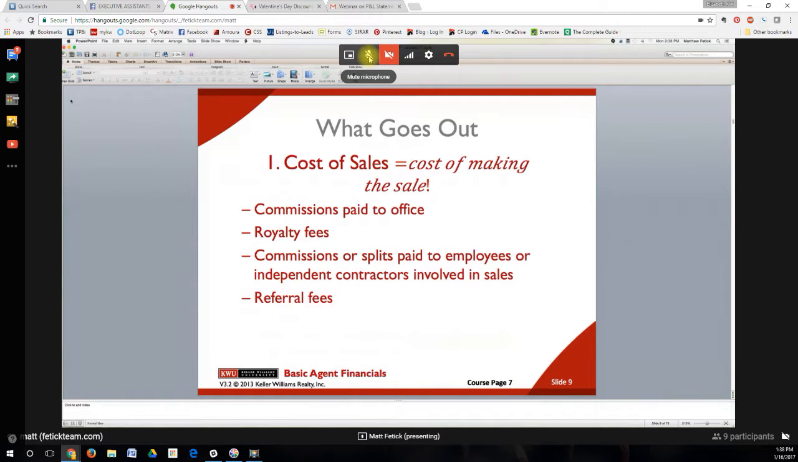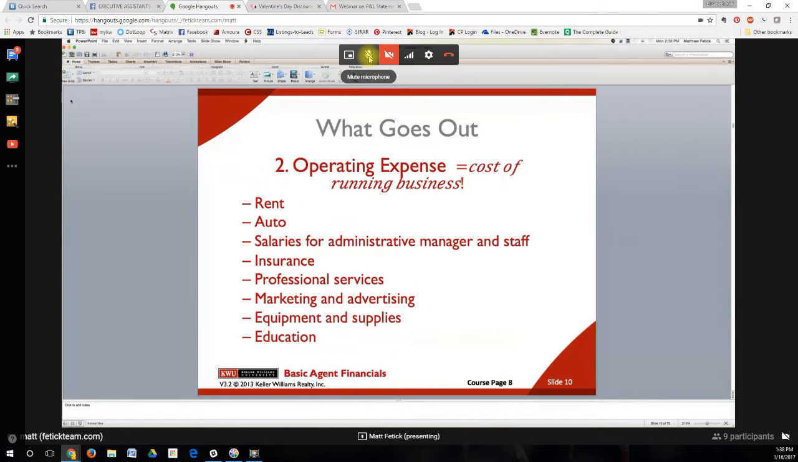Okay, so then the next part is operating expenses, which is everything that's left over. These are all the costs that are associated with running your business. Your desk rent, auto expenses, salaries, insurance, marketing, signs, lock boxes, IDX, everything else that's not directly tied to a sale. Now, sometimes people will say, well, what about a photographer? What about a stager? When we talk about photographers or stagers, generally we have to pay that bill regardless of whether the property sells or not. So even if you might pay them for convenience at closing, they're really an operating expense, right?